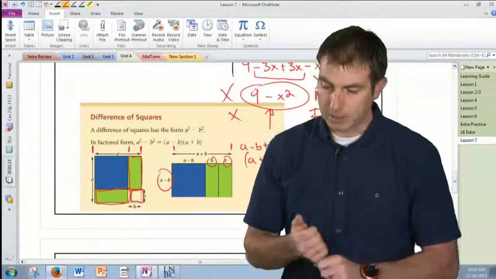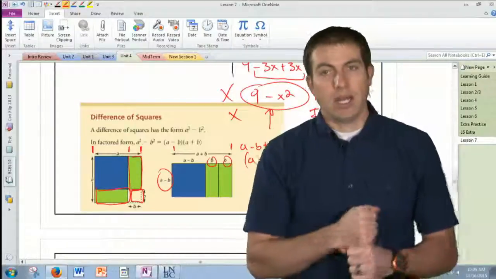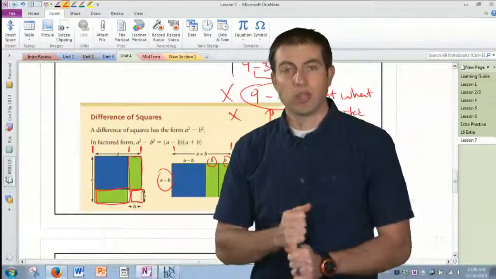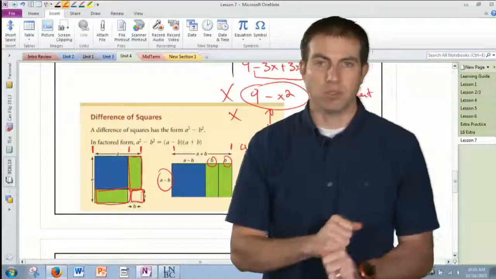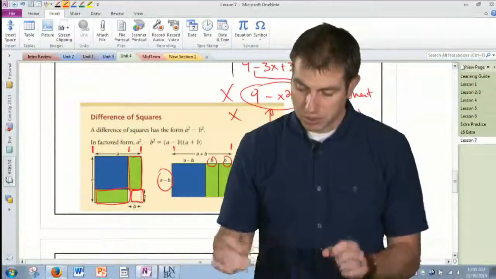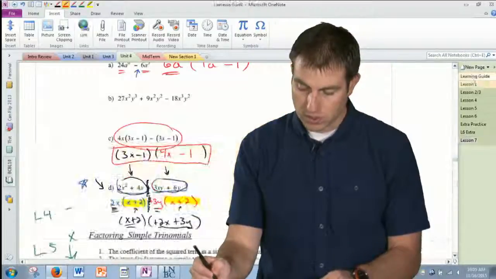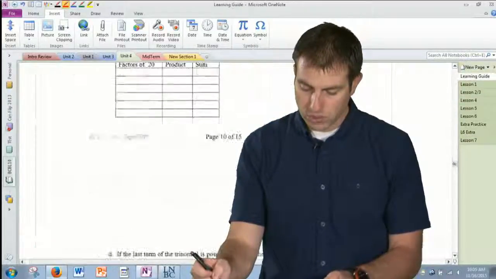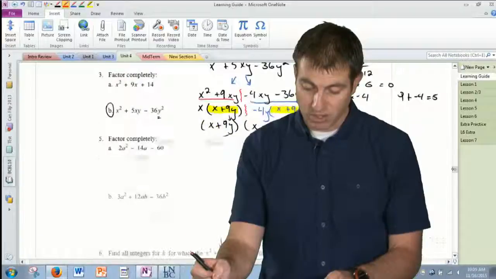So there you go. I was thinking you guys would have some more questions about the factoring trinomials stuff from last day. So this was a really short lesson. Maybe I'll just jump into the learning guide and we'll see. I think we should be good to go for everything in the learning guide.